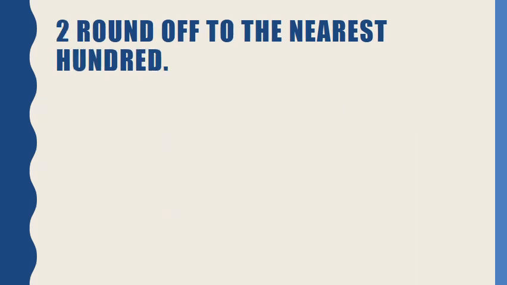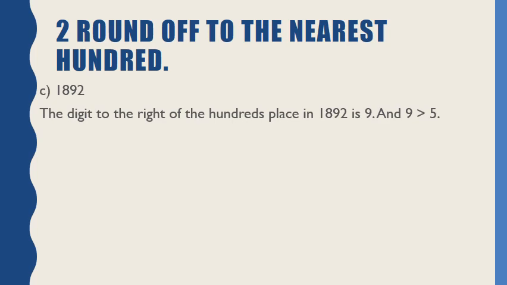Now let's come to the next question, which is question number 2. Round off to the nearest 100. So here we have to round off the whole number to the nearest 100 place. So the first question which we will do is the C part of question number 2, and the number is 1892. So children, we have to round off to the nearest 100 place. So what is the digit at the 100 place? It is 8. And the digit to the right of the hundreds place in 1892 is 9.